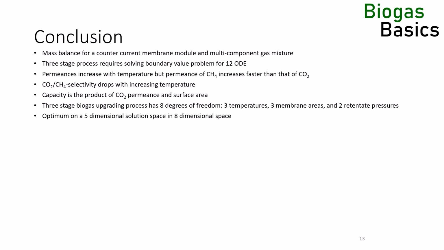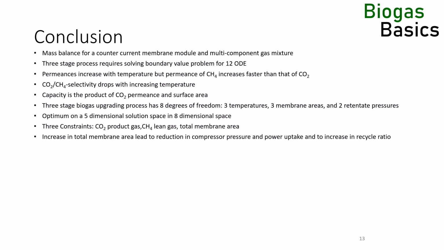We can input the results of the boundary value solver into a gradient-based optimizer to find the optimal set of parameters that meet all the constraints and bounds and minimize the power uptake of the plant for a fixed biogas input. I showed the flows and composition of all streams for an optimal solution. Increasing the total membrane area leads to a reduced power demand, reduced pressures, and increased recycle ratio. The temperatures are the most important optimization parameters.